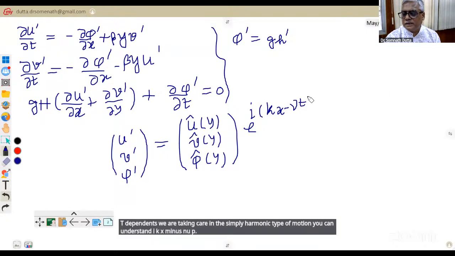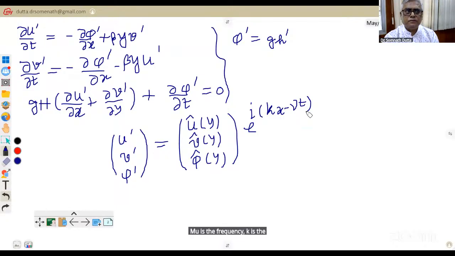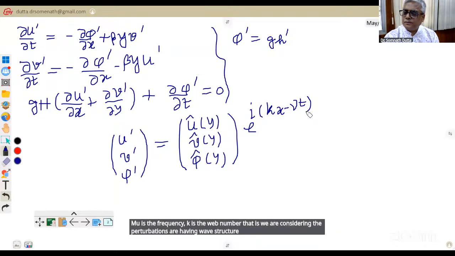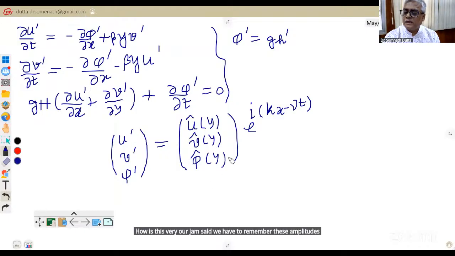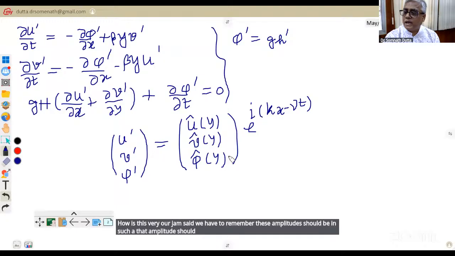Nu is the frequency, k is the wave number. That means we are considering that the perturbations have wave structure. What type of wave? Progressive wave, with frequency nu and wave number k, and with amplitude which is varying with y. Our assumption, which we have to remember, is that the amplitude should decay away from the equator. That means, in a mathematical sense, the magnitude of all these amplitudes should tend to 0 as y tends to plus or minus infinity.